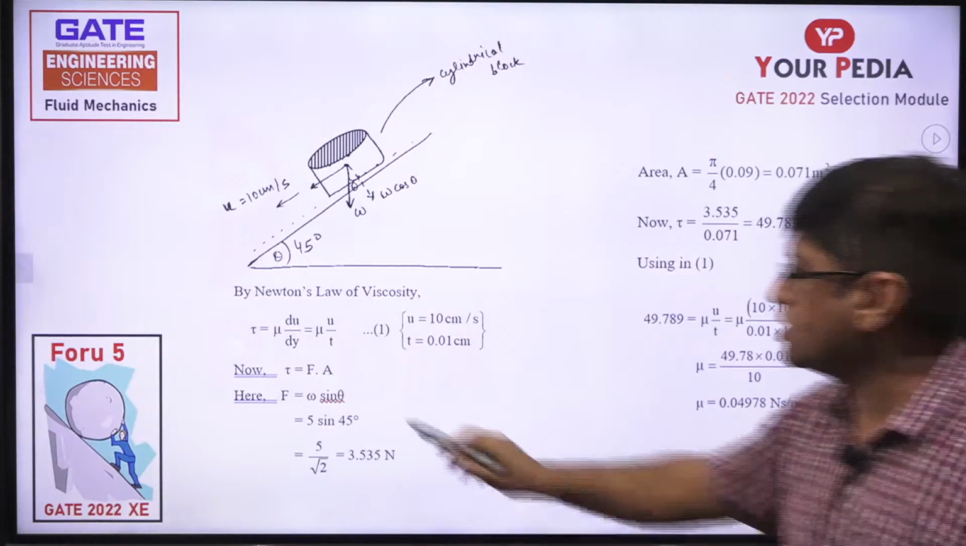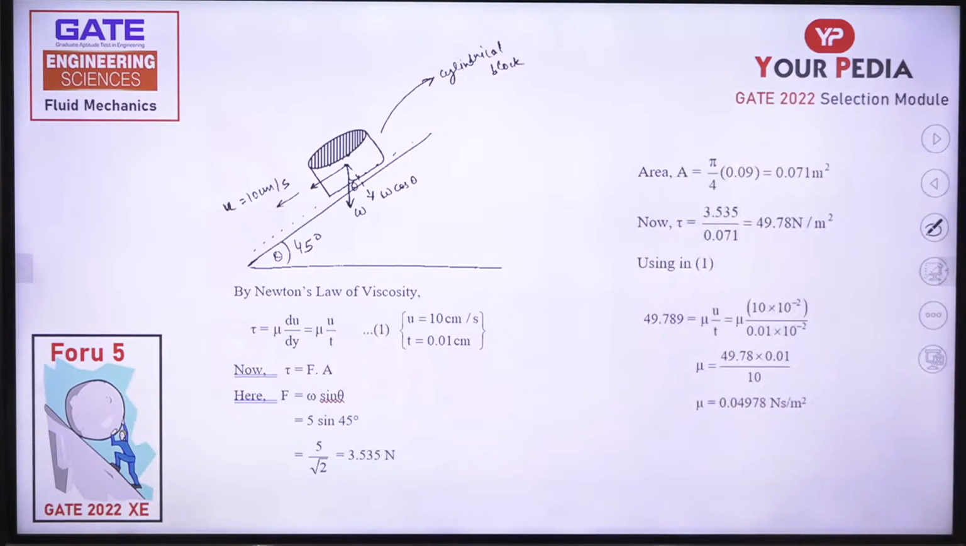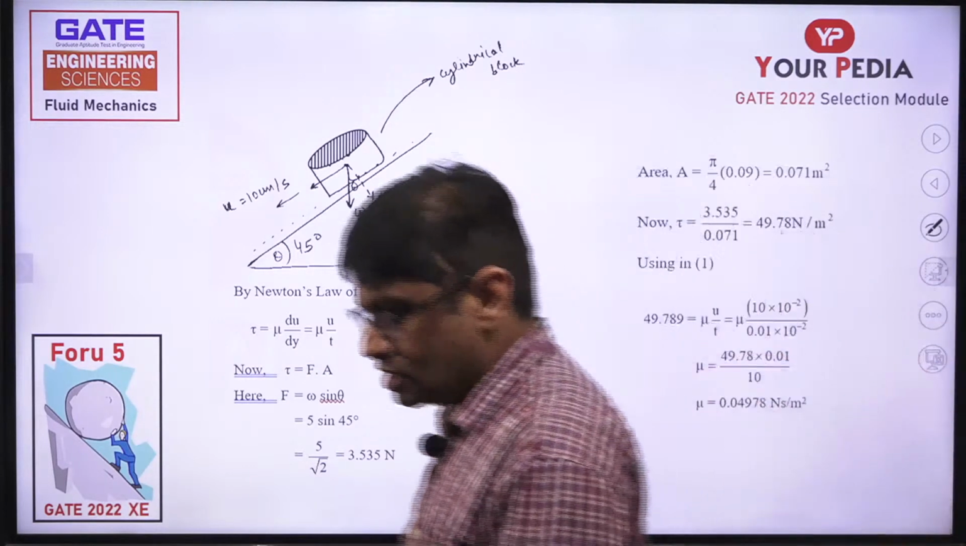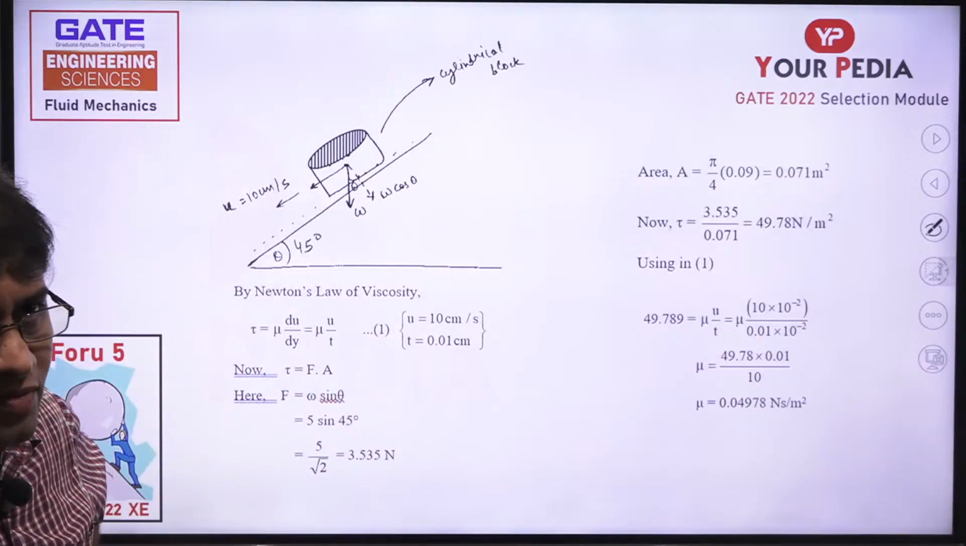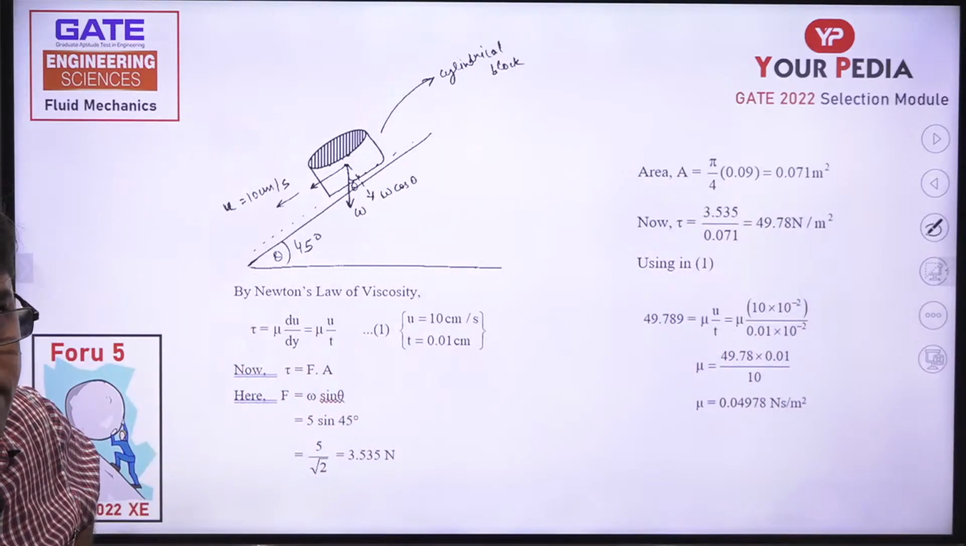So shear stress is mu du by dy, mu into u by t, that is the shear stress. Shear stress into area of cross section is nothing but drag force, and we have already calculated the drag force. So if you equate these two things, from there you will calculate the value of mu. So the question was to find out the coefficient of dynamic viscosity. That was the question given to us.